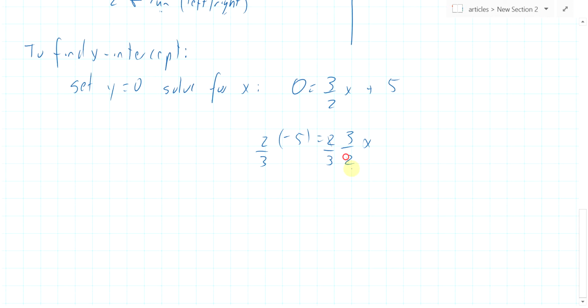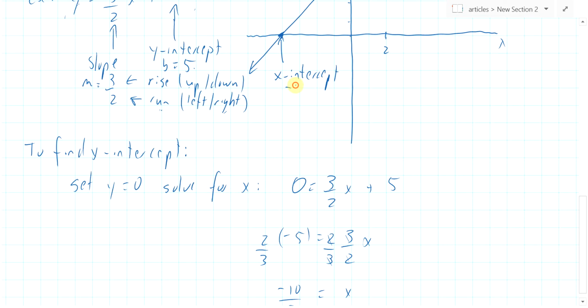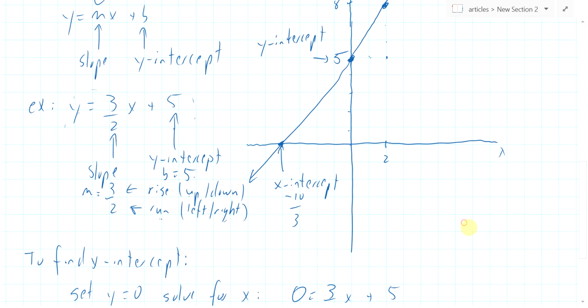And then that cancels these 2, that cancels these 3. I'm left with just an x on the side. Minus 5 times 2 is minus 10 over 3. So there's my x-intercept, minus 10 over 3. That's pretty much all the information you can get about a line, right? We know its slope, we know its x-intercept, we know its y-intercept.